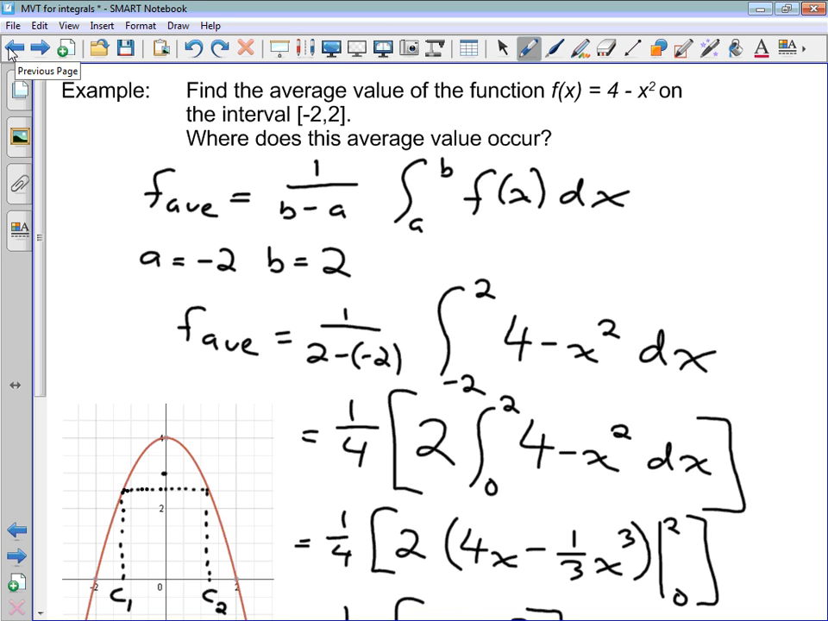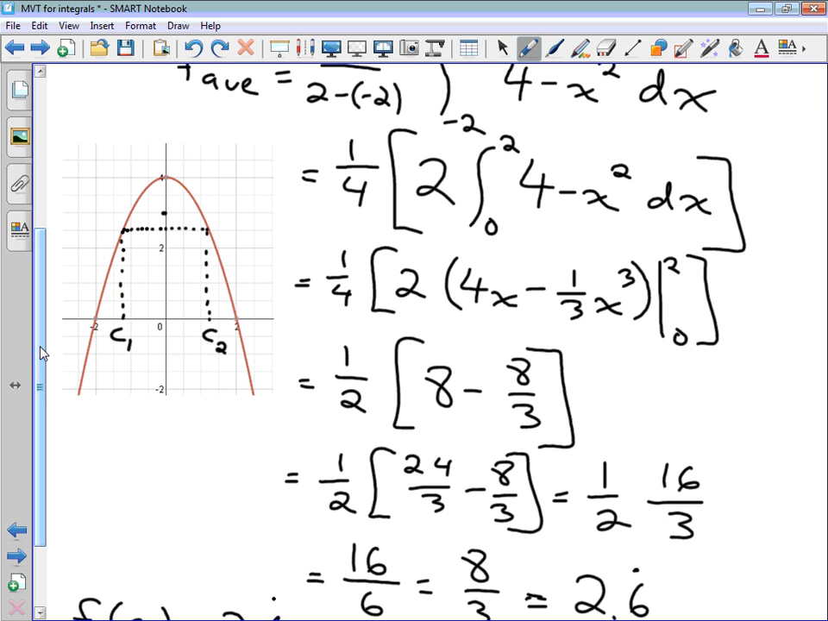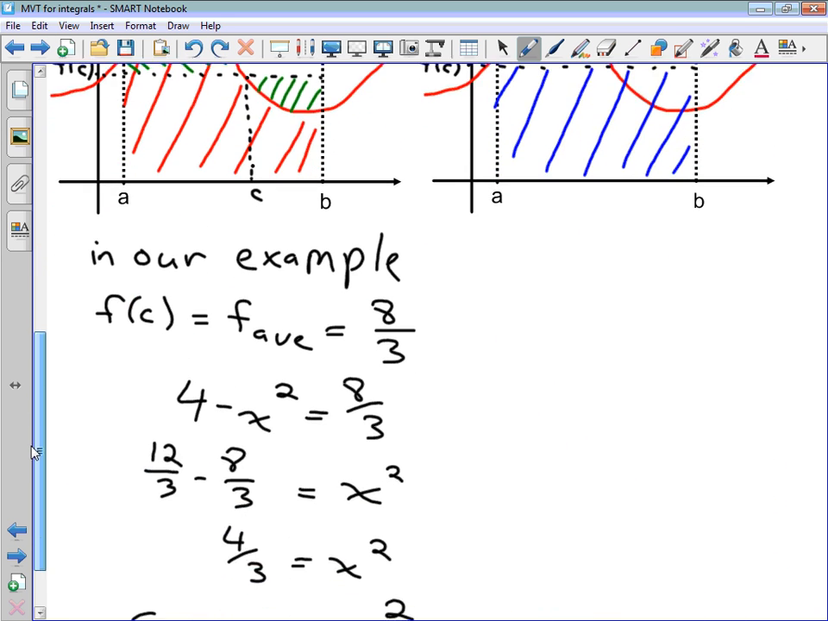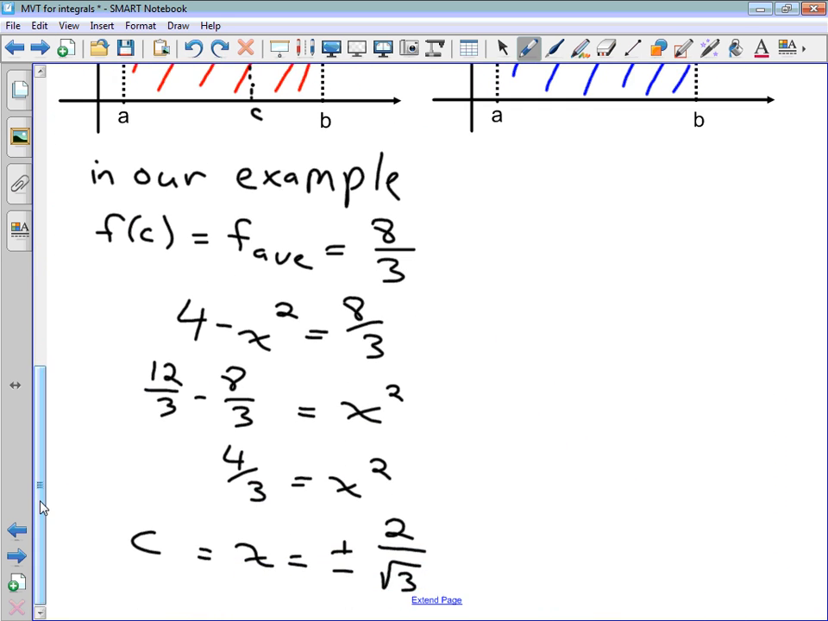And if we go back to this graph here, yeah, we had c1 and we had c2, and I've drawn them approximately equal to plus and minus 2 over root 3. So that is the mean value theorem for integrals.